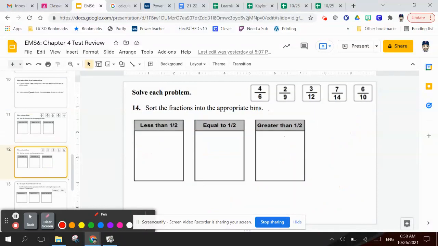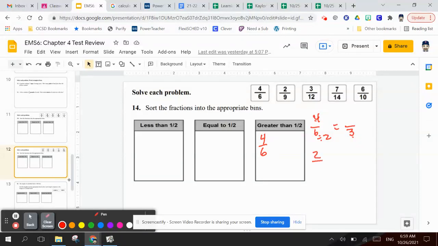So here are some more. So here I have 4/6. If I look at 4/6, if I divide 6 by 2, that's 3. 4 is larger than 3, so therefore 4/6 is greater than 1/2.